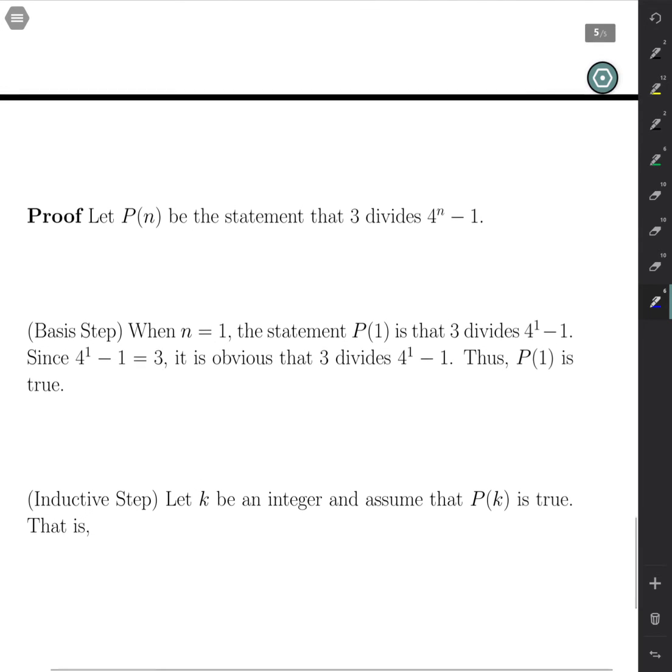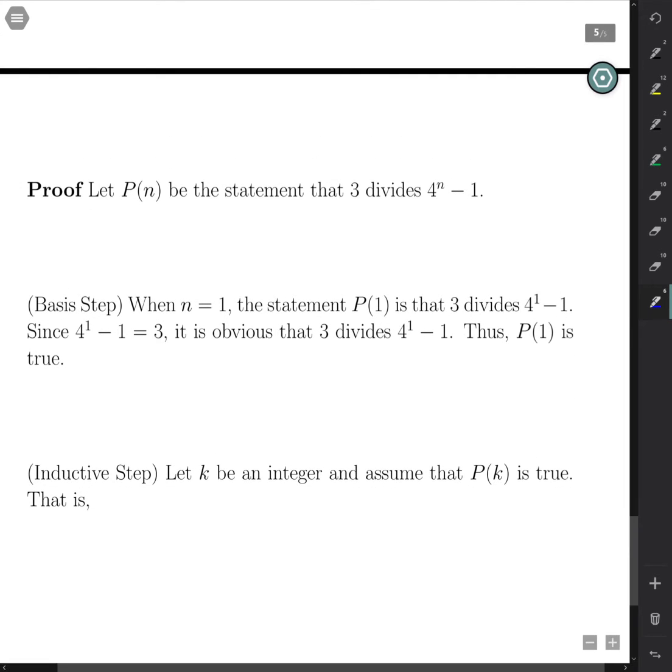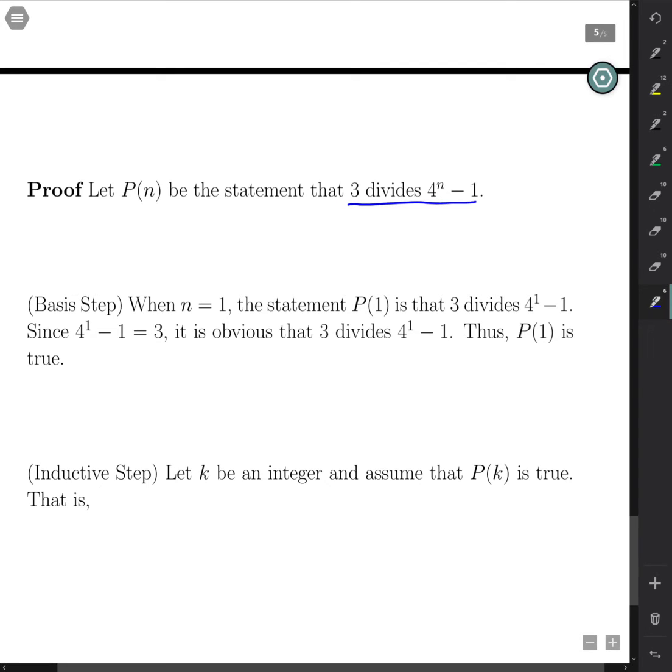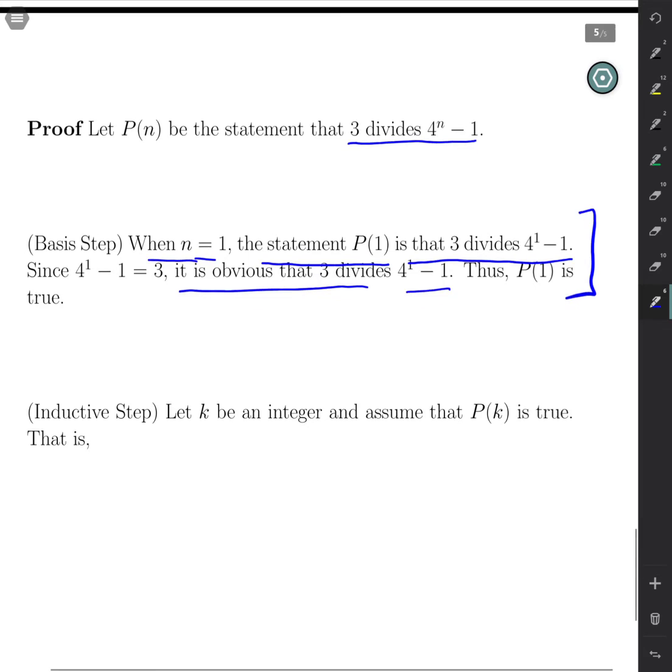For the proof, we'll let P of n be the statement that 3 divides 4 to the n minus 1. For the basis step, when n is equal to 1, the statement P of 1 is that 3 divides 4 to the 1 minus 1. And 4 to the first power minus 1 is just 3, so it is obvious that 3 divides 4 to the 1 minus 1. Thus P of 1 is true.